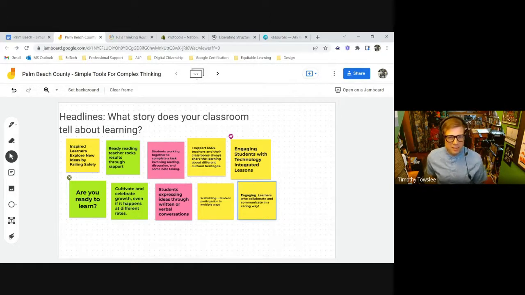Lots of engaging, lots of learning, lots of cultivating and celebrating. I love that. Look, I noticed this when it says celebrating growth, even if it happens at different rates. It's gonna happen at different rates because we're all wired a little bit differently. It's really important to recognize that. Lots of collaboration and communication. You're a step ahead with the C's there, and I love to see that.